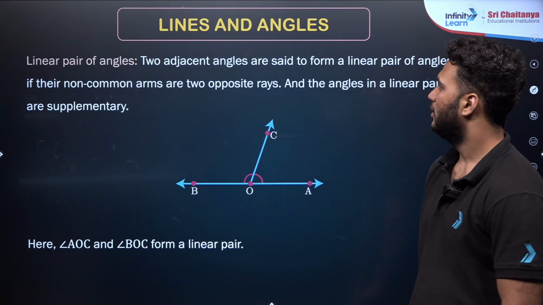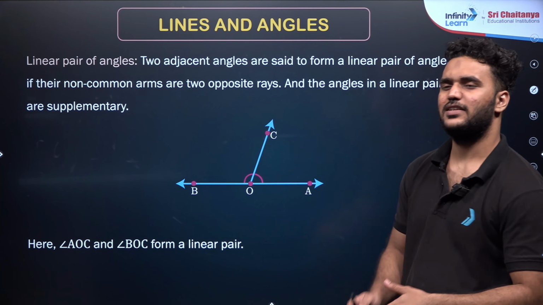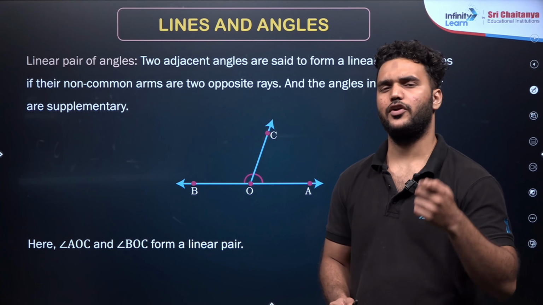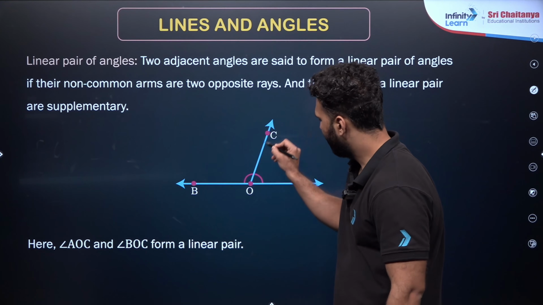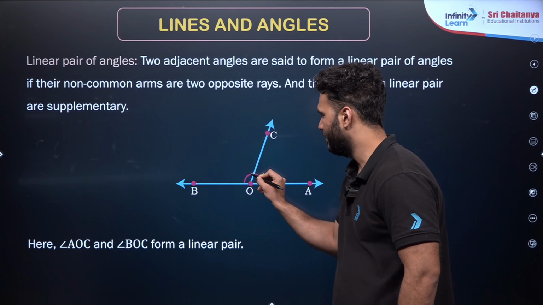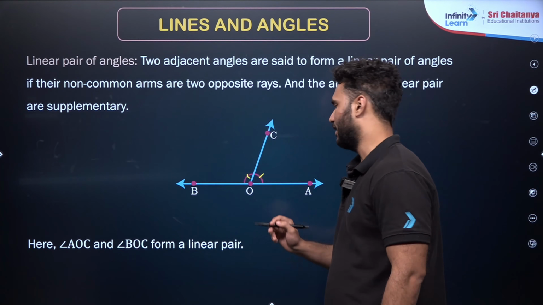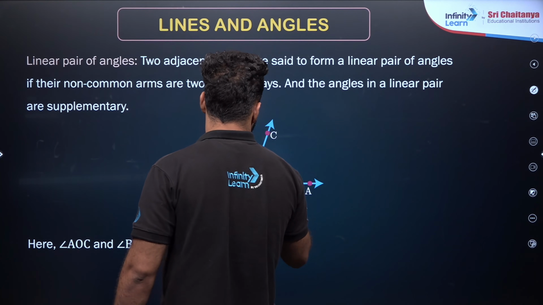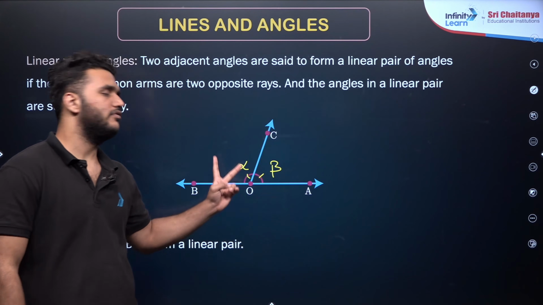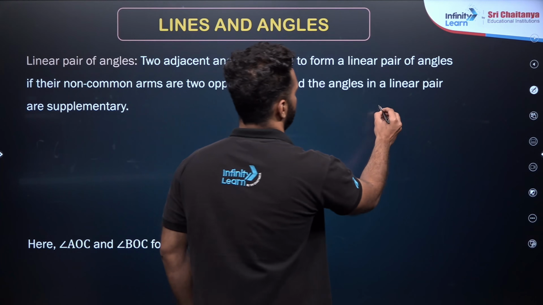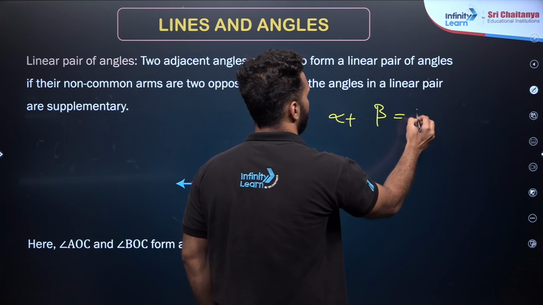Anyone? Linear pair. As I told you, if you take any point on a single straight line, that angle will be 180. But if you take a line here and this line divides this angle into two parts, not necessarily equal, let's say alpha and beta, then the sum of these two angles will be 180. Alpha plus beta should be 180.